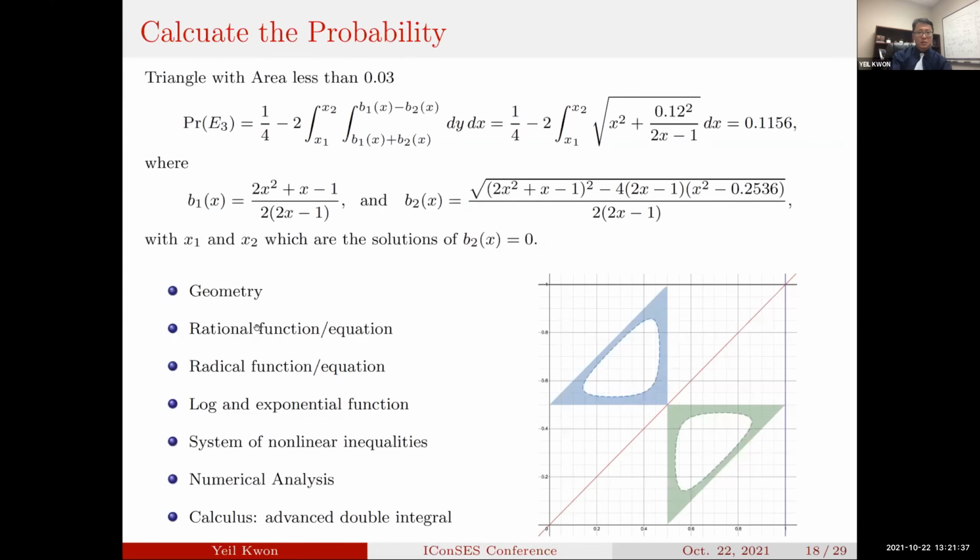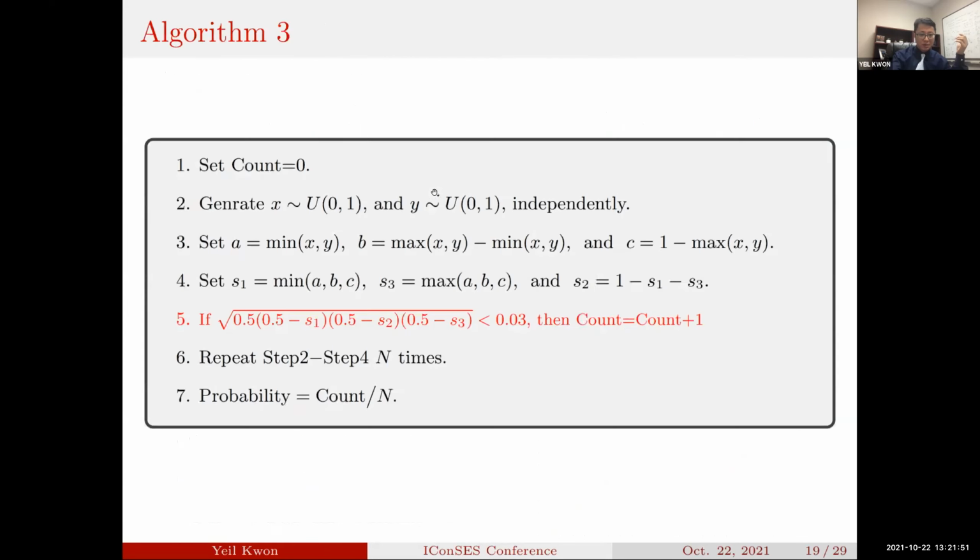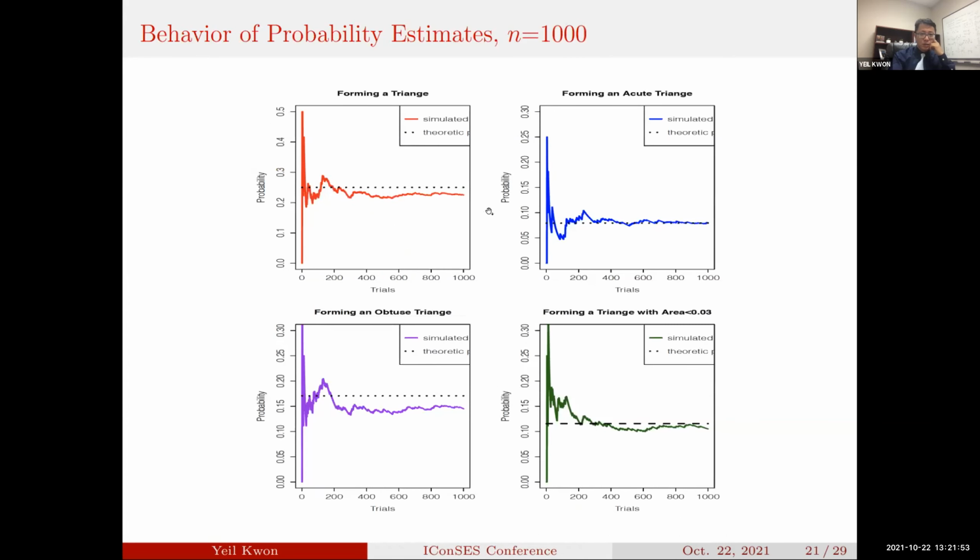And this kind of calculation makes students digress. Students in many cases forget what they are doing now and what problem they are solving, because they have to work through these very complicated calculations. So this is a result of simulation.